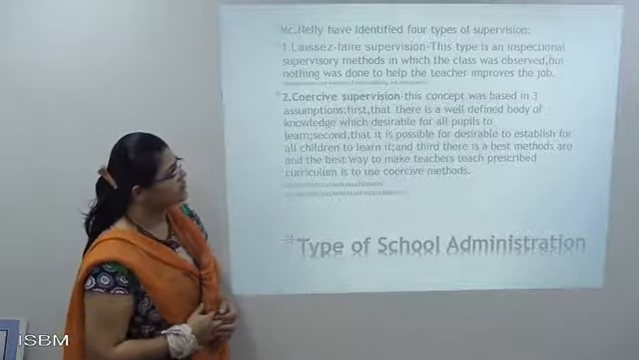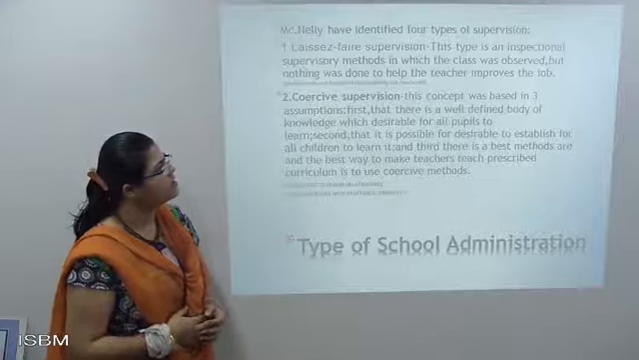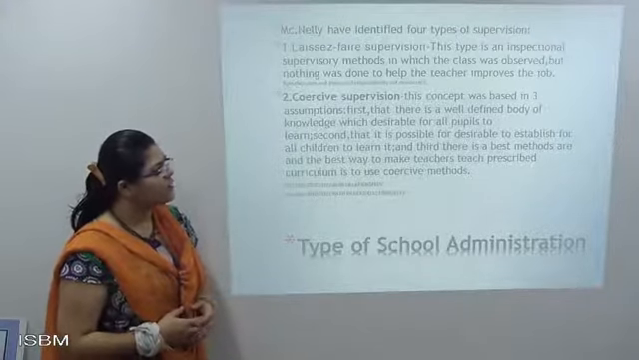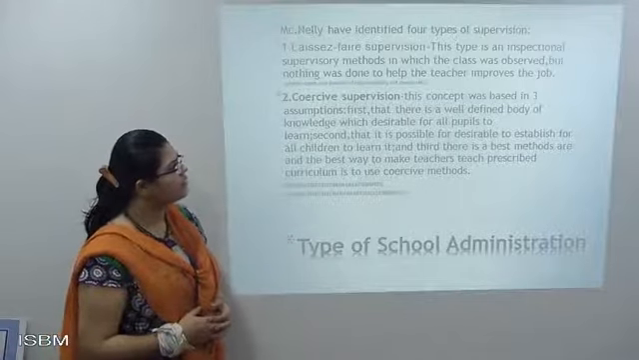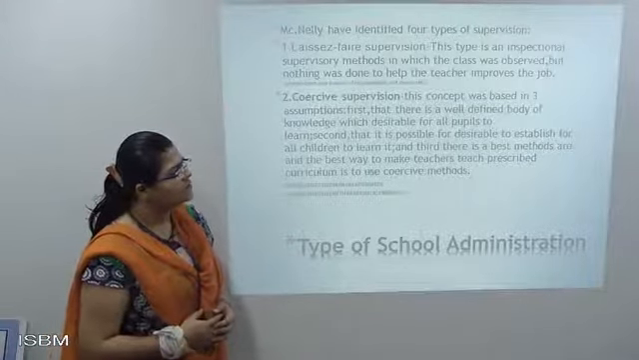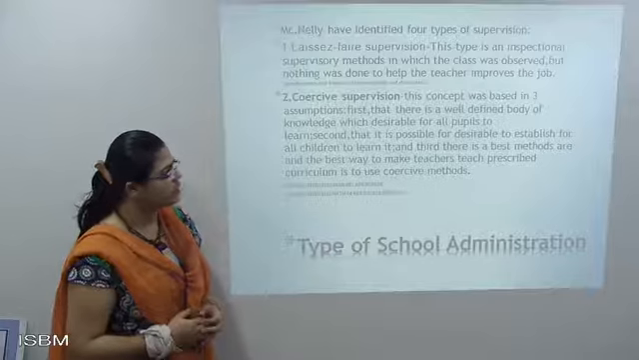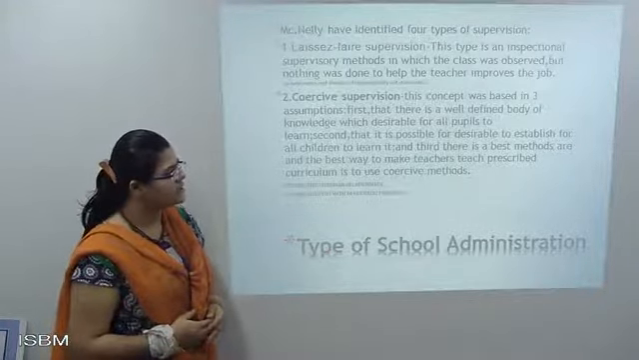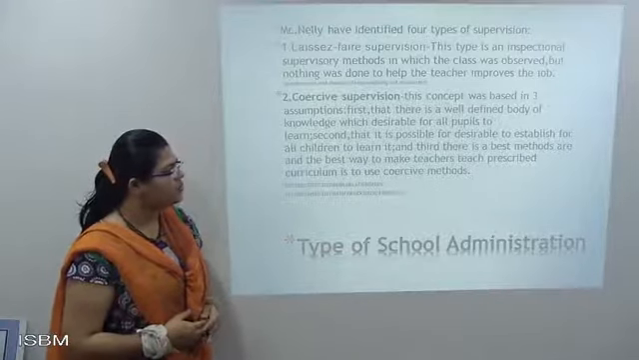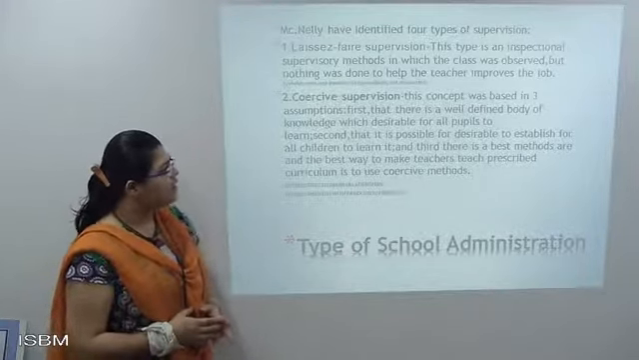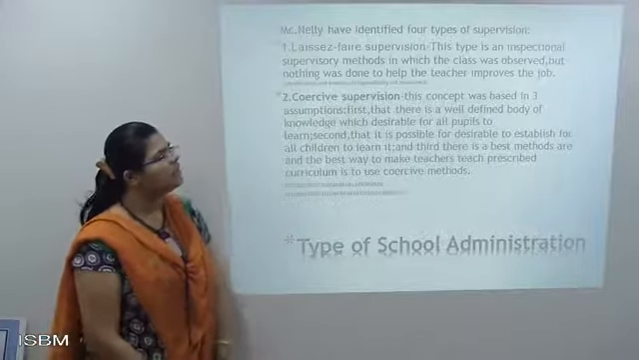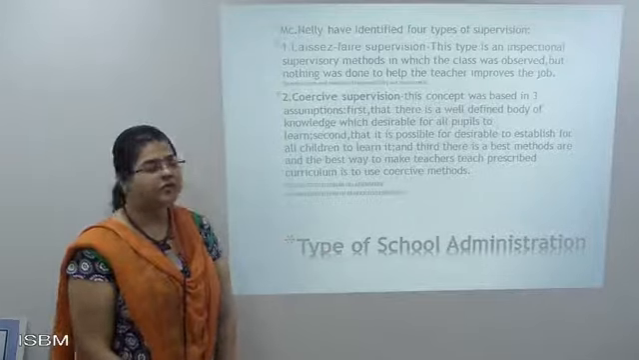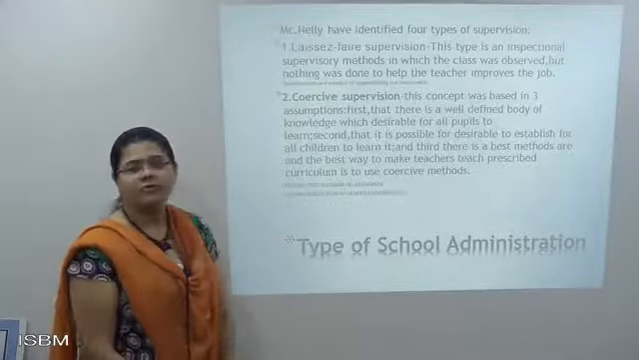Coercive supervision is a concept based on three assumptions. First, that there is a defined body of knowledge desirable for all pupils to learn. Second, that it is possible to establish a desire for the children to learn. Third, the best methods are the best ways to make the teacher teach the prescribed curriculum, using coercive methods. Now here, the three different types of assumptions are checked, and from these three assumptions, finally, the supervision is done.